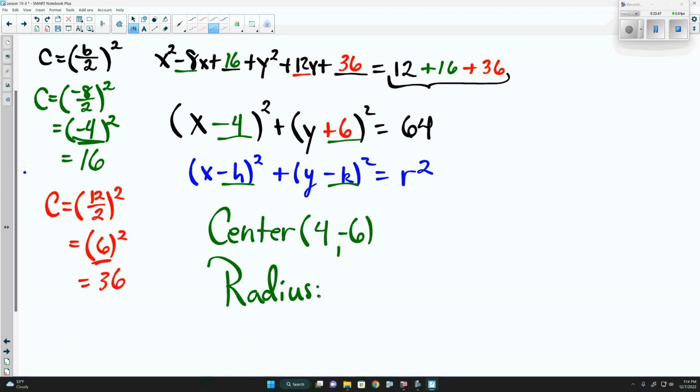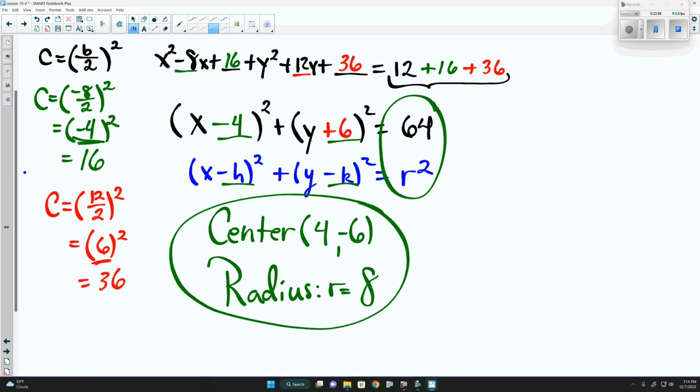Now our radius. Well, 64 is our r squared. So we have to take the square root of 64, which is 8. So the center and radius of the circle, the center is 4, negative 6, and the radius is 8. Any questions on this here? And that is it.